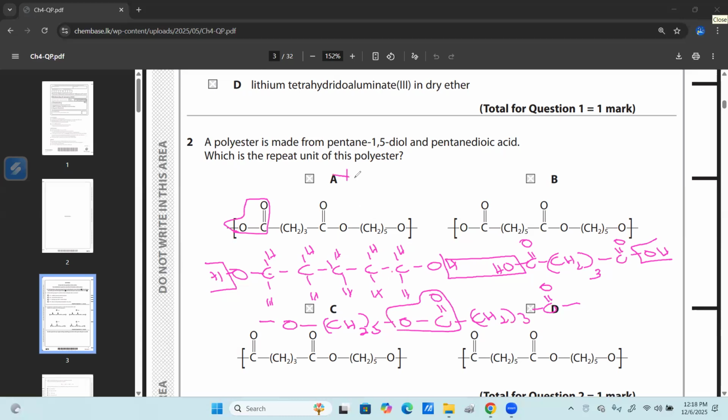Therefore, A is wrong. In B also you can see the ester bond at the beginning. B is also wrong. In C, you can see the carbonyl group is there. Then CH2 thrice. Again, the ester bond. Then CH2 5 times and O. C is the correct answer. This is wrong because this is not pentanedioic acid. This is heptanedioic acid. Because of that only D is wrong.